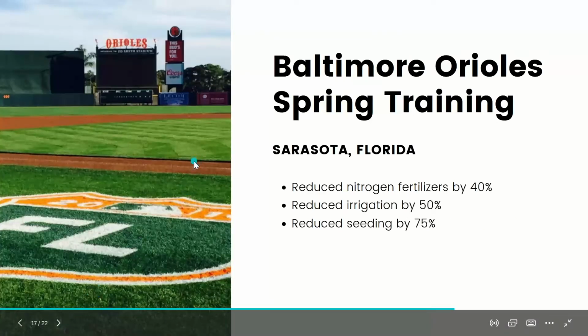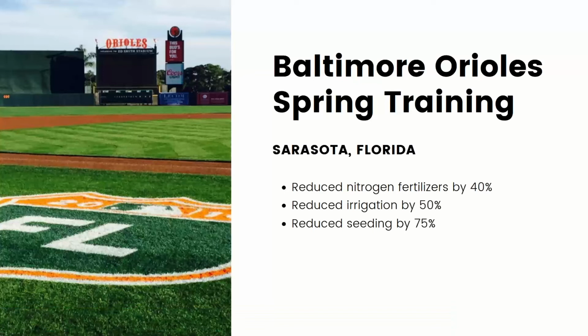The Baltimore Orioles spring training facility in Sarasota reduced nitrogen fertilizers by 40%. And going back to the other example in Florida of Broken Sound Golf Course, how they only did a 20% reduction. That was a 20% reduction across the board. The average baseball field is going to be 100,000 square feet, and it's easier to keep an eye on it. But they were able to reduce that by 40% and feel comfortable with it, and reduce their irrigation by 50% and reduce their reseeding by 75%. So obviously they were getting good results with that.